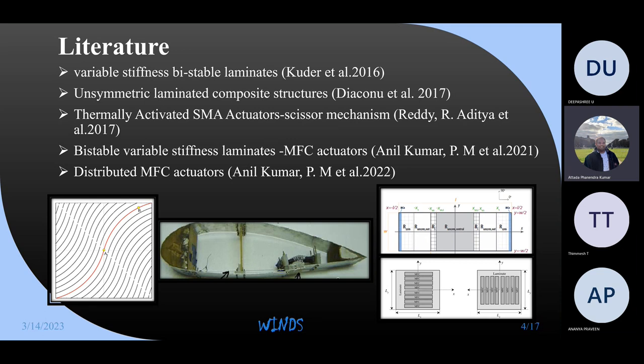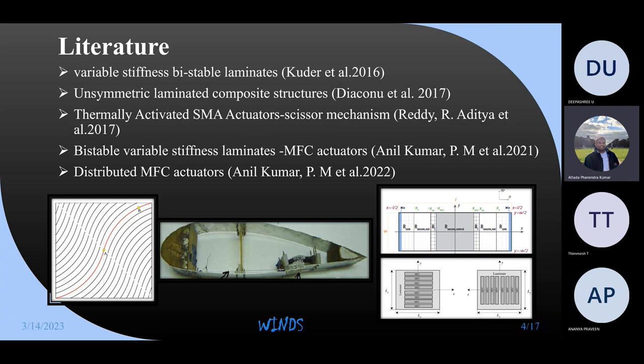Basically, there was quite a bit of literature to achieve the bistability. One is the variable stiffness bilaminates. There, they use some curvature shapes, with fibers incorporated into the laminate so that they achieve the bistability. And they use the SMA wires directly, but with some joints. Here, there was a scissor mechanism they used. Even so, it's not replacing the conventional, because there were so many joints also there.